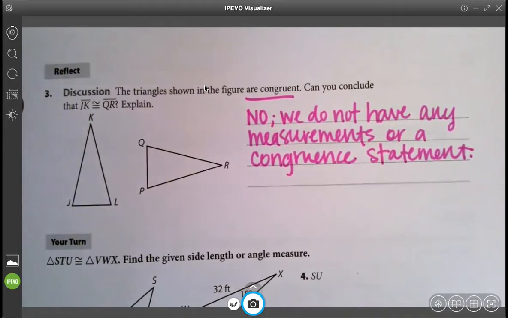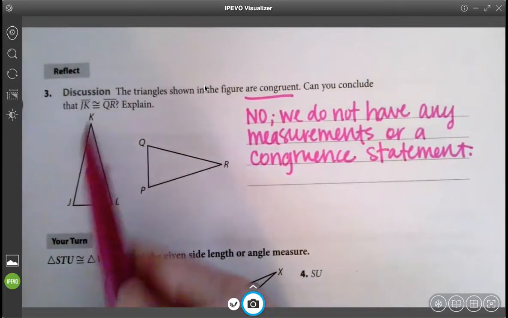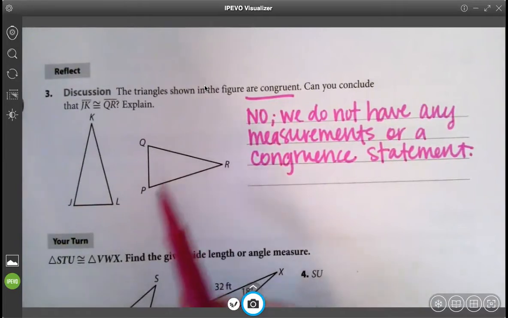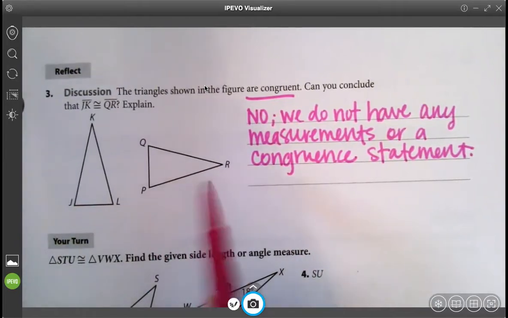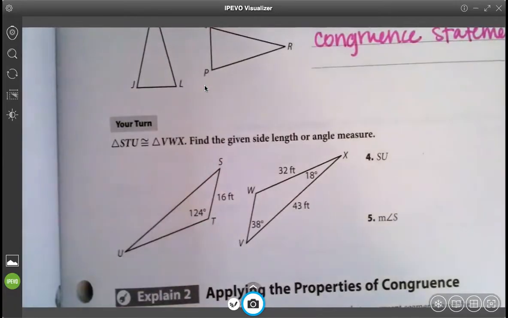And technically speaking, even if they are isosceles triangles, JK would go with either QR or PR, not just either one of them. We would still need some kind of information to let us know for sure what goes with what. So good job on that.